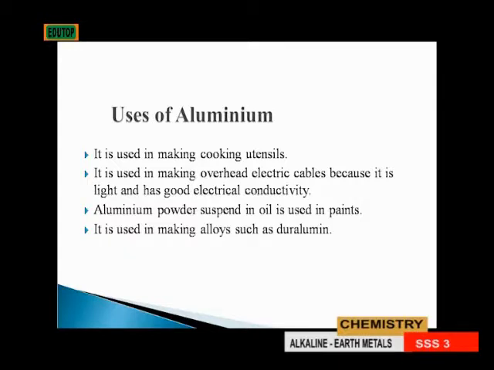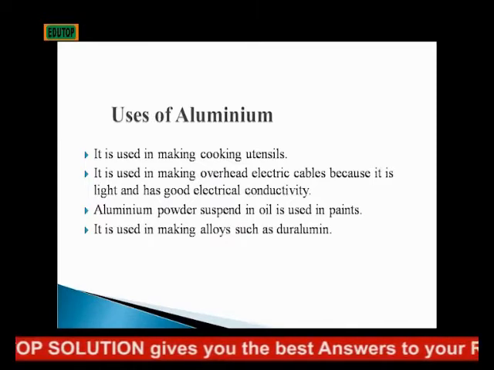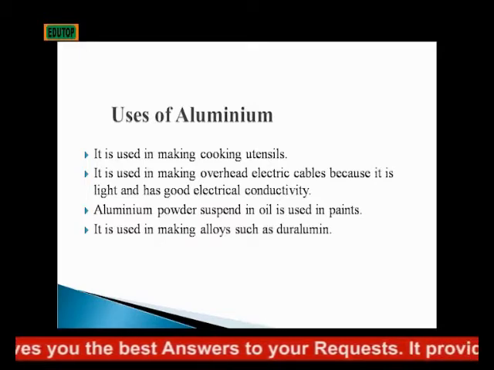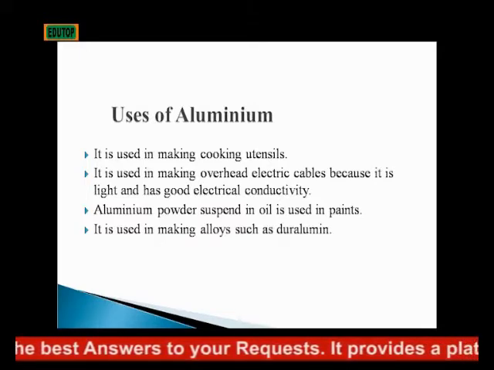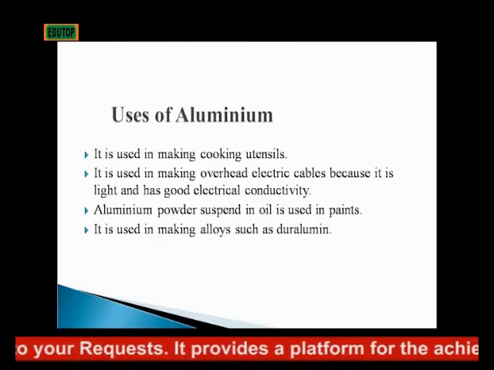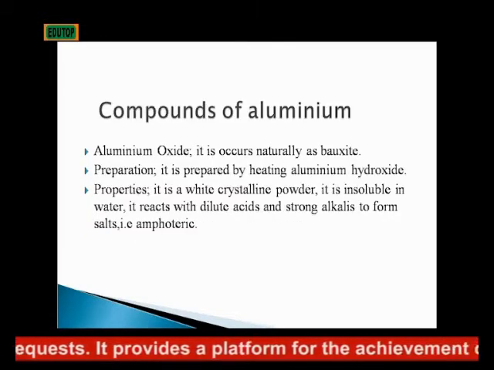Uses of aluminium. It is used in making cooking utensils. 2, it is used in making overhead electric cables because it is light and has good electrical conductivity. 3, aluminium powder suspended in oil is used in paints. 4, it is used in making alloys such as duralumin.